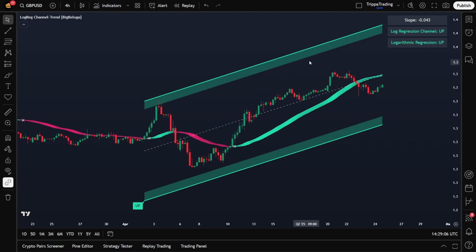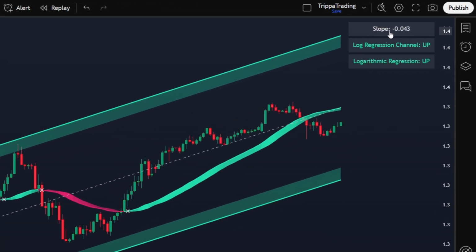On the chart, you'll also notice a little table. This shows the current state of both the regression ribbon and the channel. It's super helpful when you want a quick glance at whether things are lining up or not.